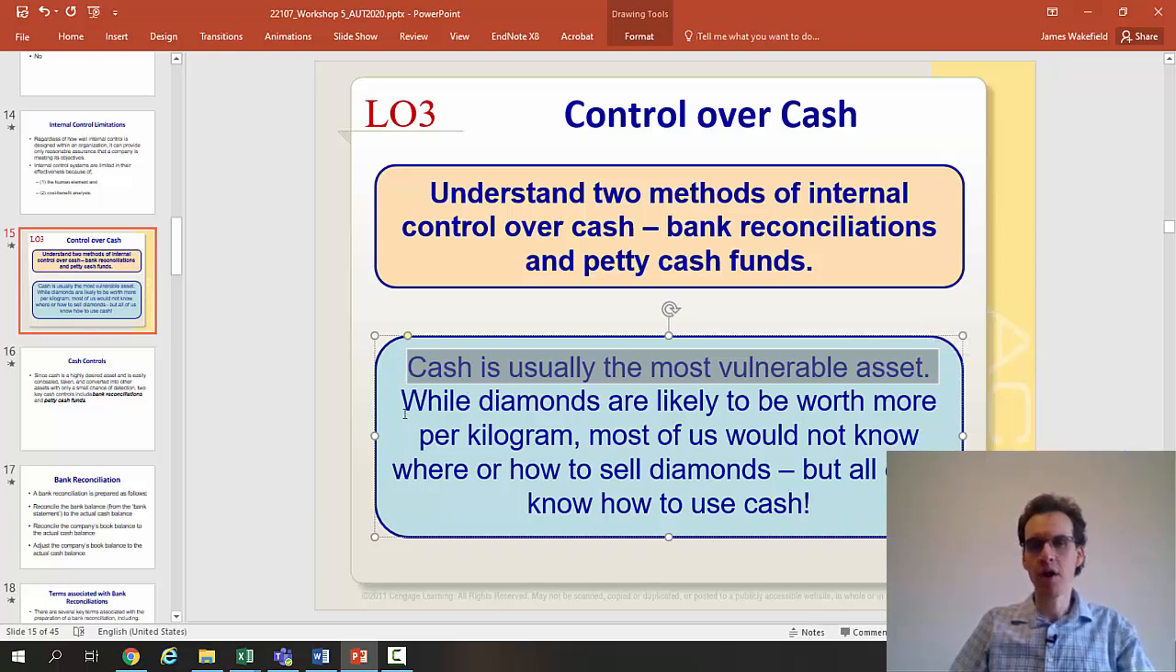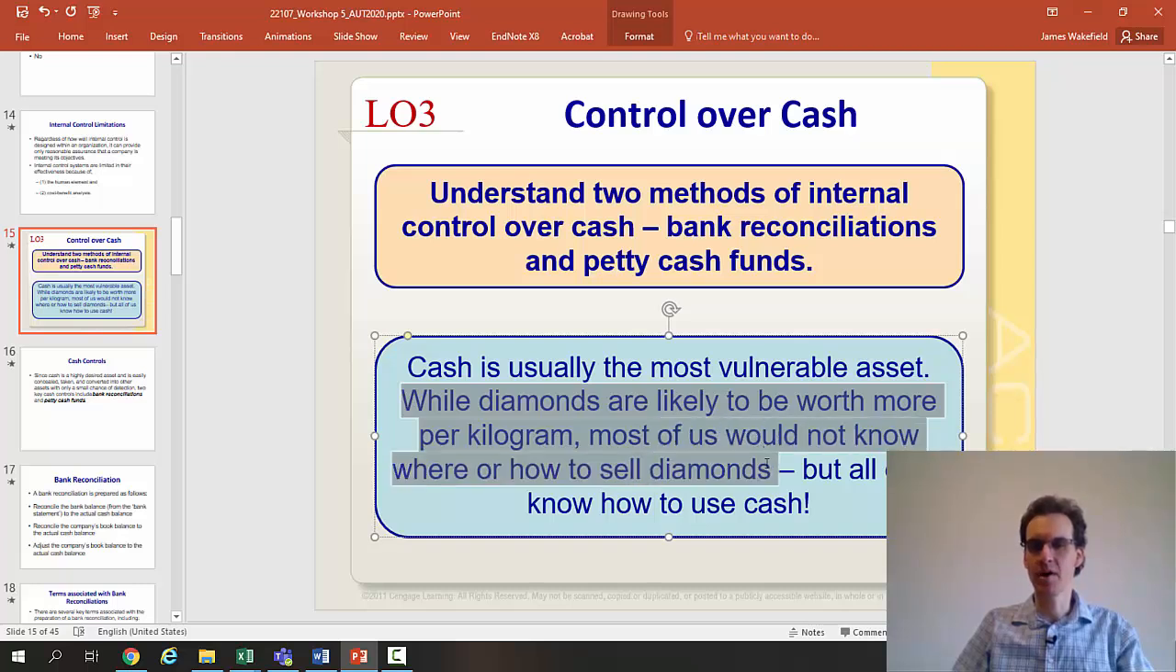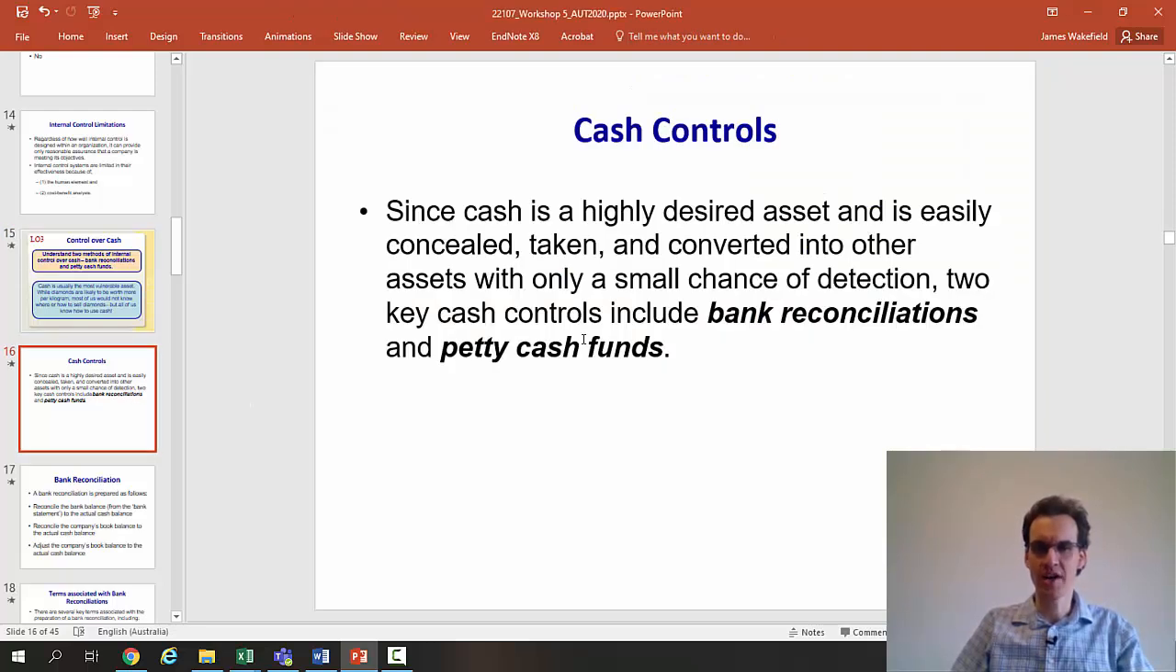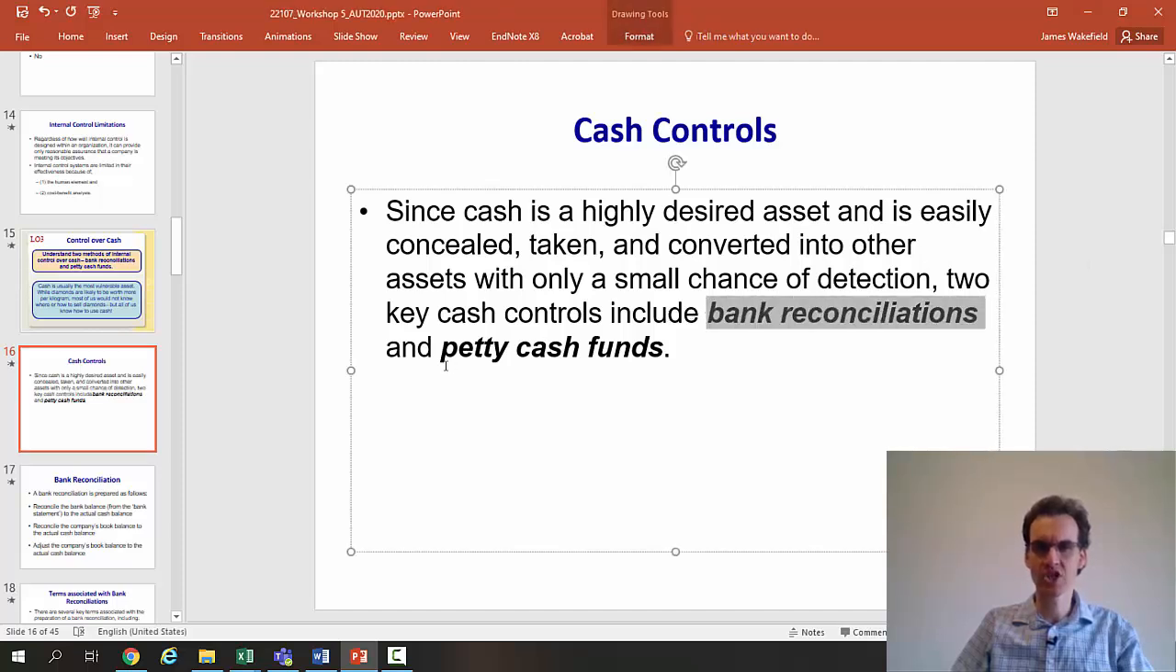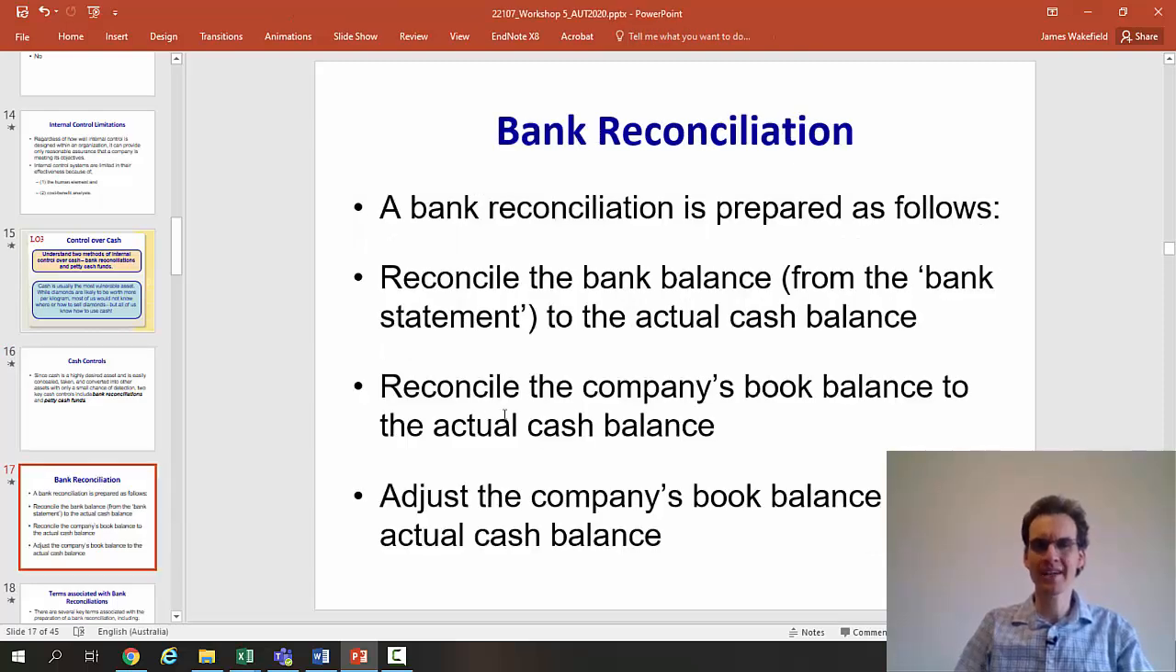So for example, while diamonds are usually worth more per kilo than cash, cash is the easiest asset generally to transform, to transport, to use for other things. Diamonds, you need to know where to take them to resell them. You need to get someone to buy a relatively high value item. So therefore, they're not as easy to misappropriate, steal, do bad things with than cash is. So we focus here on how to control cash. So as I said, we're going to look at the bank reconciliation and we're going to look at the petty cash funds. So let's start with the bank reconciliation.